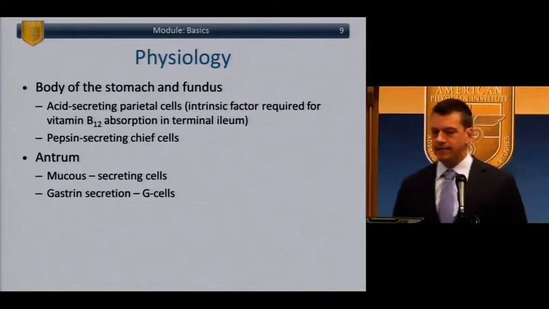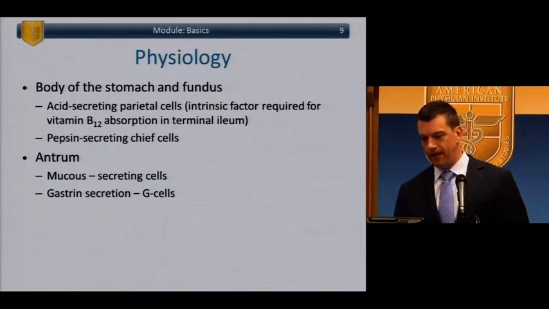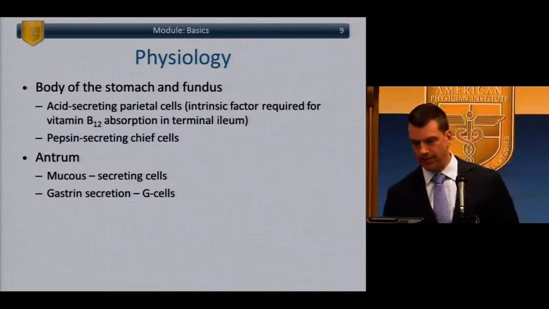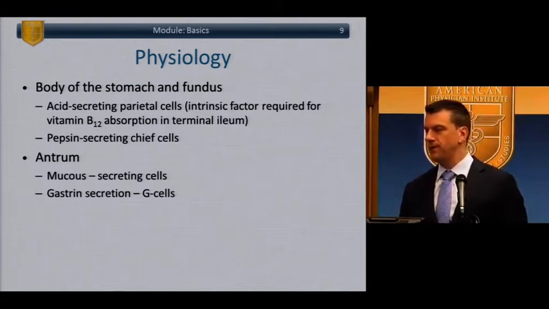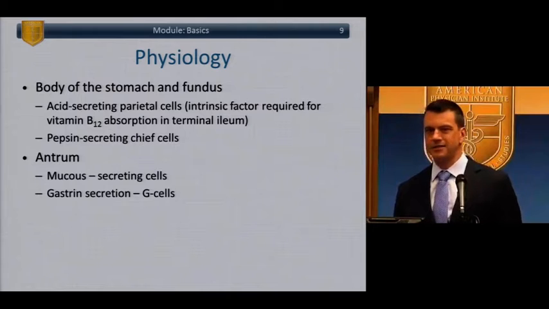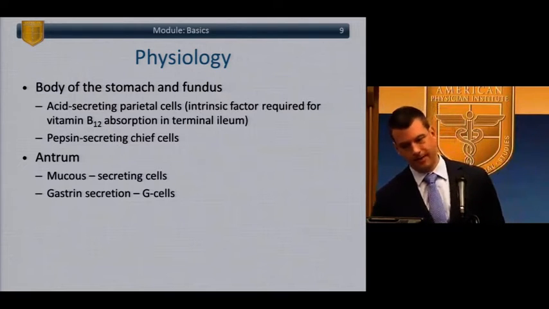So for the body and stomach, the acid-secreting cells are the parietal cells, and this is the chief source there. And in addition, the intrinsic factor, which is required for B12 absorption in the terminal ileum, is also made by the parietal cells. This is important when we talk about some of the physiology after a gastrectomy or after some of our other procedures that are gastric limiting.